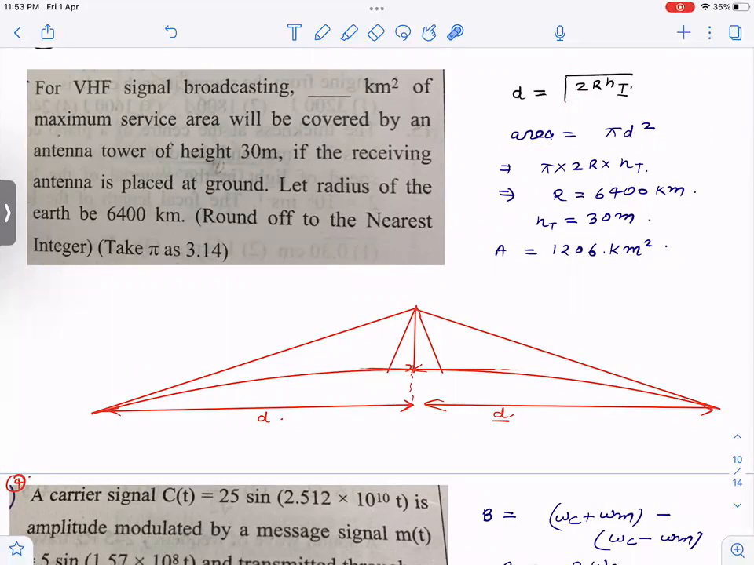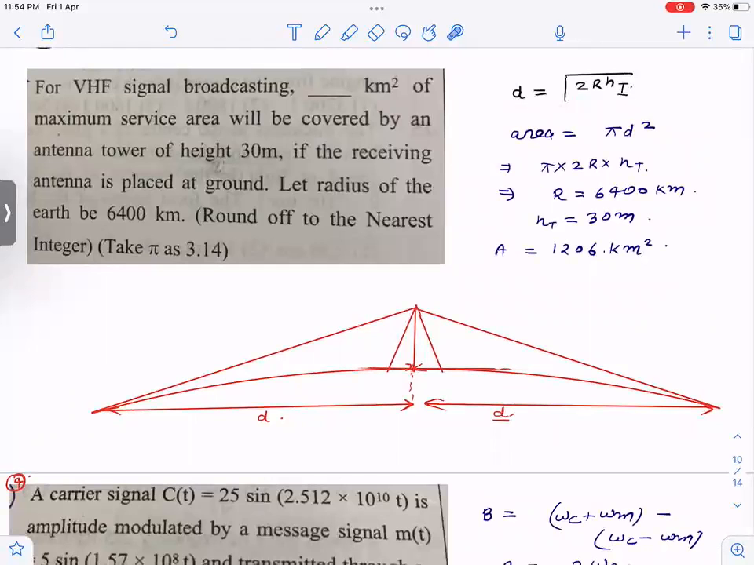And then D we can substitute as root of 2R HT. R is given, pi is also given, and then HT is 30 meter, and then we get 1206 kilometer square, right? So the antenna of 30 meter can cover 1206 kilometers square of Earth area. At all those places, it can send signal. Fine. Same question, same formula, right? Next one, let us see.